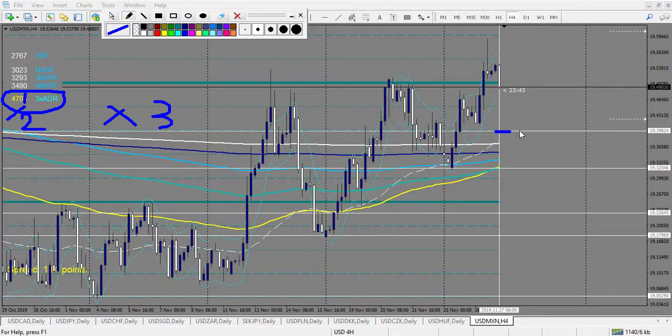Very simple. So for this level, 470 pips divided by 2, 235, 235 multiplied by 3, to get this 705. So stop loss would be around here, and 3 times target profit would be around here. And this is based on the 4-hour chart.